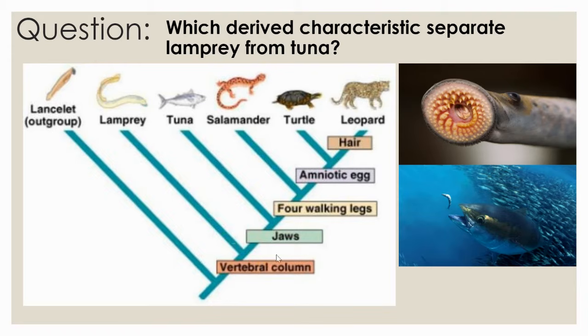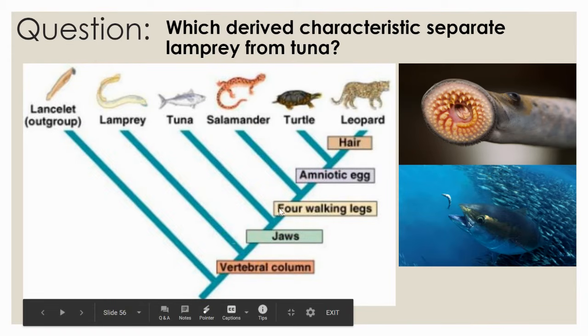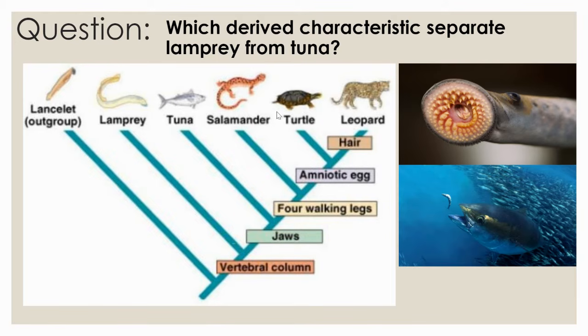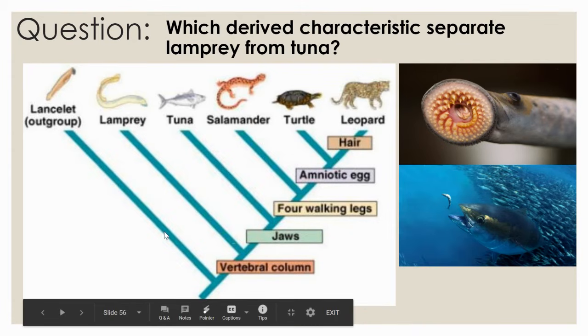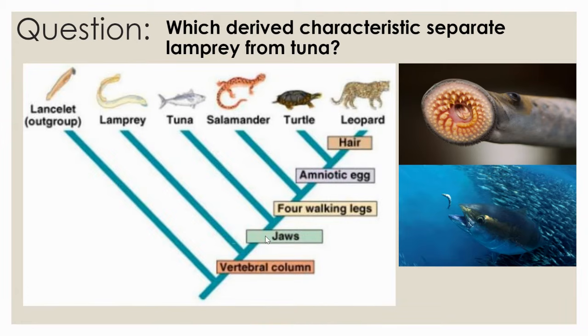From here on down within the cladogram, everything has jaws. So tunas have jaws, salamanders have jaws, turtles have jaws, leopards have jaws, but only the organisms that come after that labeled derived characteristic of jaws have jaws. The ones that came before it, like the lamprey and the lancelet, do not have jaws. So when you have a derived characteristic in a cladogram, that shows a newly evolved characteristic that only applies to organisms thereafter. So you can see the derived characteristic that separates lamprey from tuna is jaws.